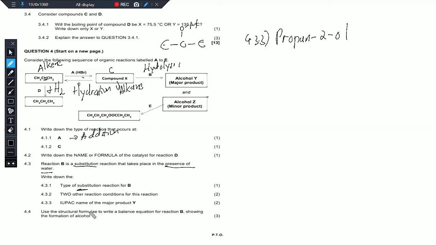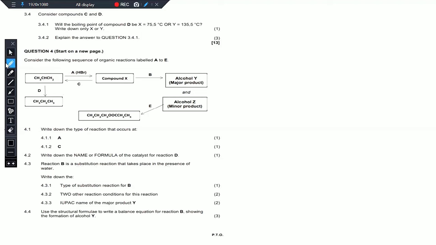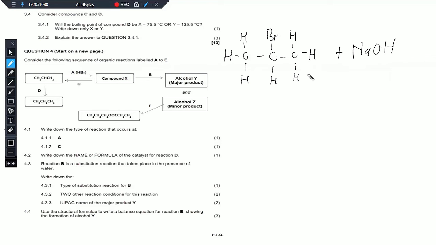And then they say, use the structural formulae to write a balanced equation for reaction B, showing the formation of alcohol Y. Again, I said, when it comes to drawing structural formulas, take the hint. They will either show hydrolysis or dehydrohalogenation. So again, we are having our complete equation like this. Our compound X coming from here would have the bromine there, and then we react this with H2O and dilute sodium hydroxide. Others might react it with potassium hydroxide, as long as it's a dilute strong base. So let me indicate here, this is dilute.